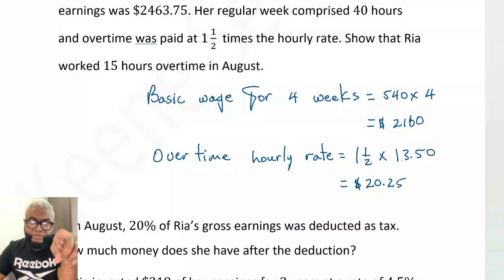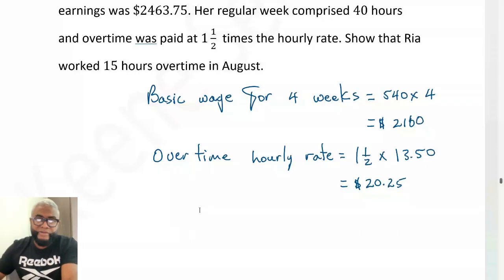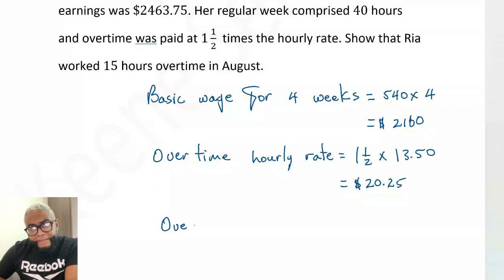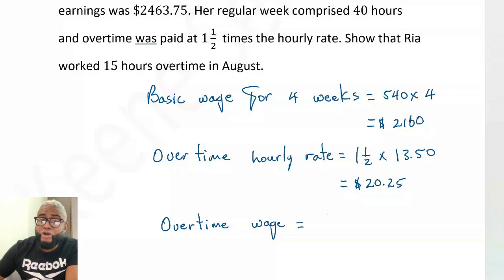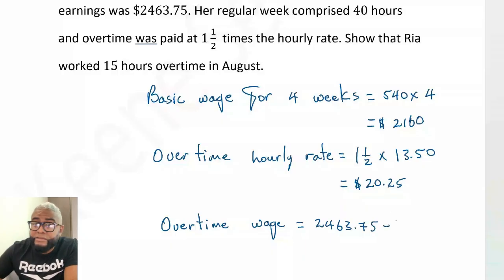Okay, so let me see what's going on here. Now we need to find how much the overtime wage was for the month. Everybody agrees? When I say month, it's 4 weeks. We're not sure if the 4 weeks was a full month. Plenty things to find here. Overtime wage. So your overtime wage would be the 2463.75 minus what?